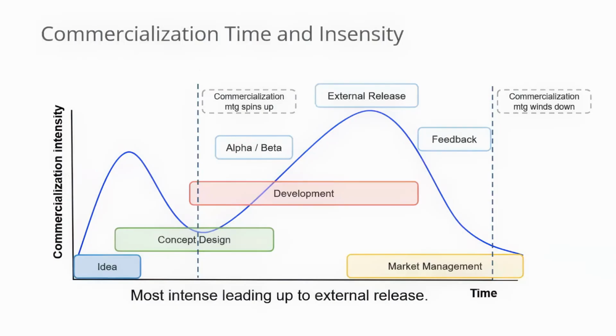And so this is a visual of what I describe as the intensity and timeline of product commercialization. You have this moment where there's an idea. There's an engineer who's like, I'm going to make Gmail. And at that moment, there's not very many people involved. It's at the beginning and it's just an idea. And so the intensity, given the fact that there's not very many people involved, is relatively low.